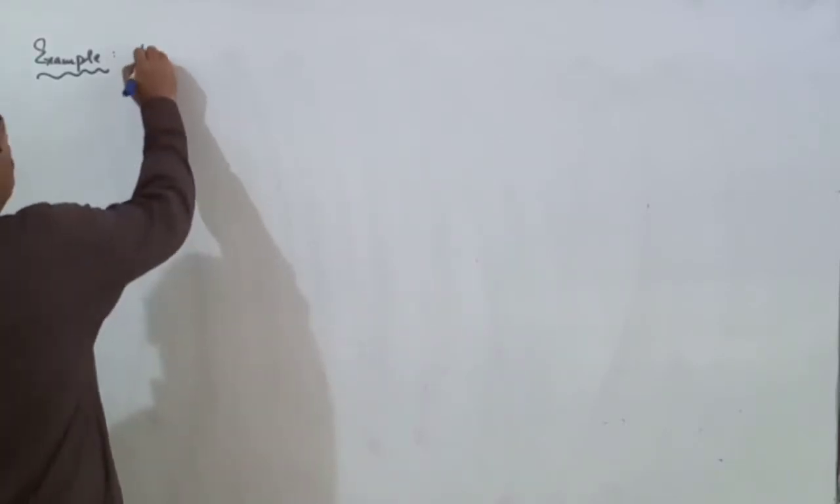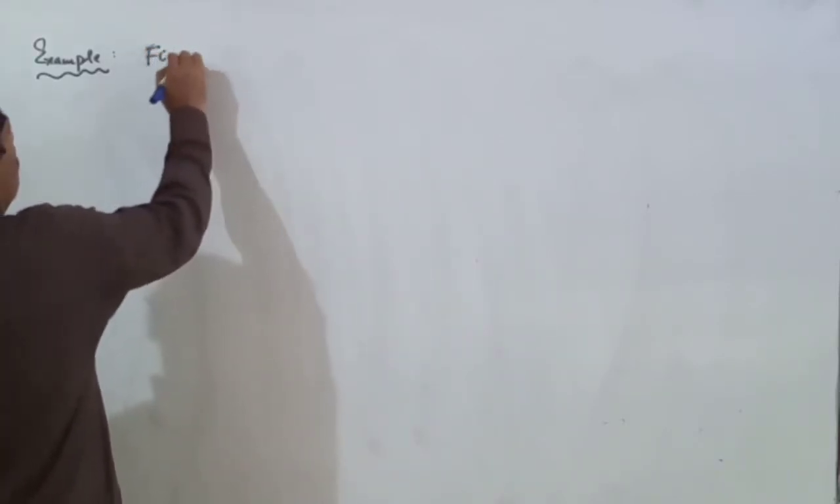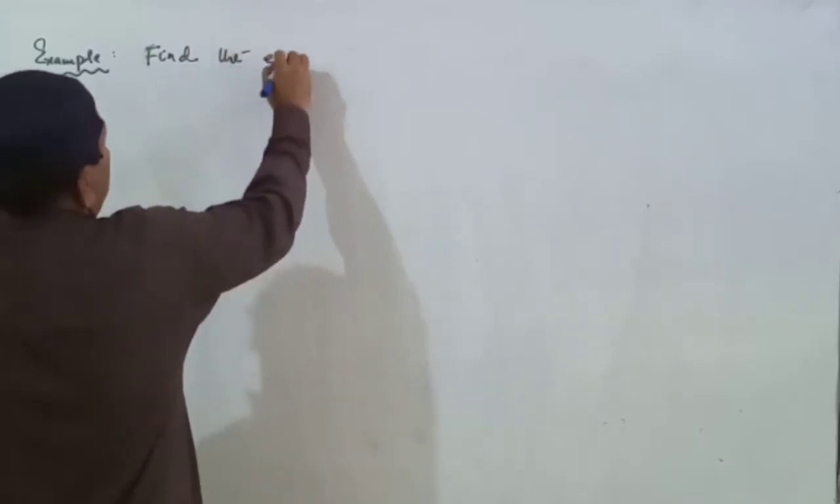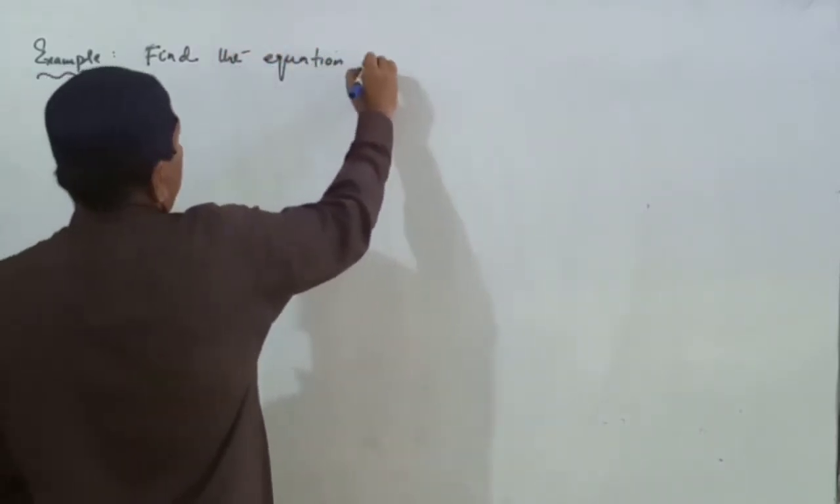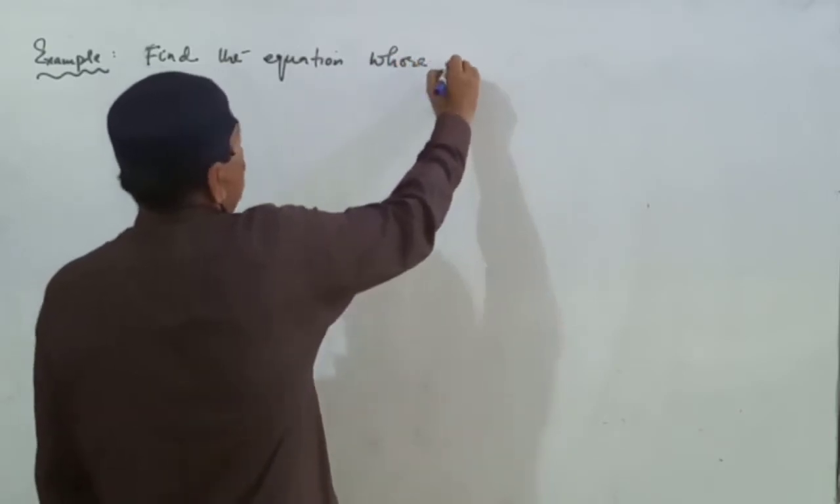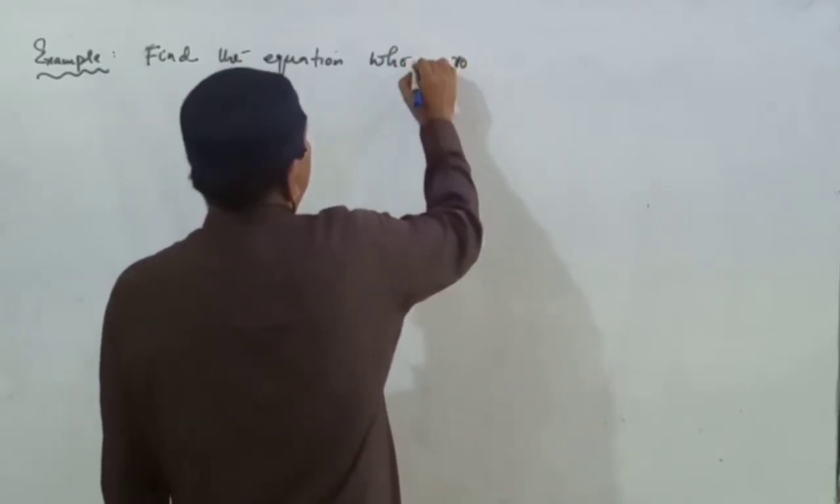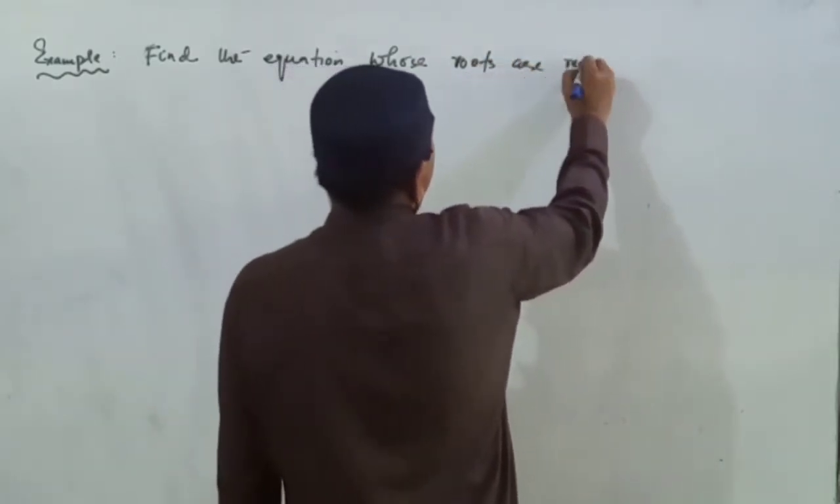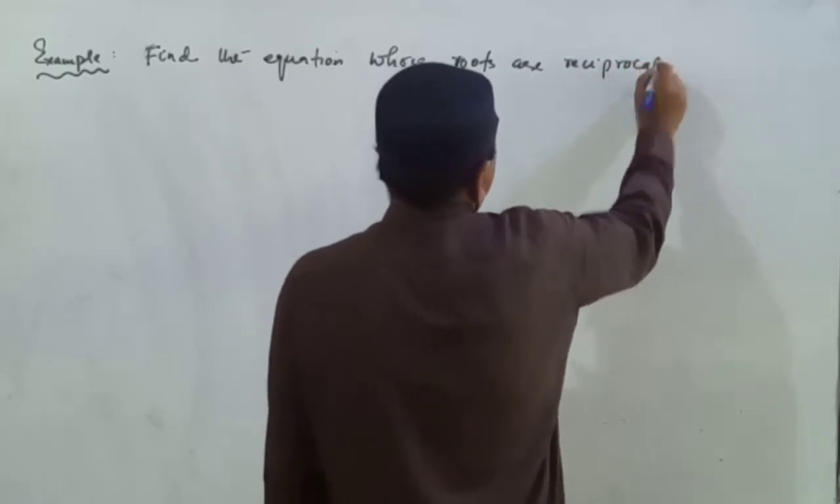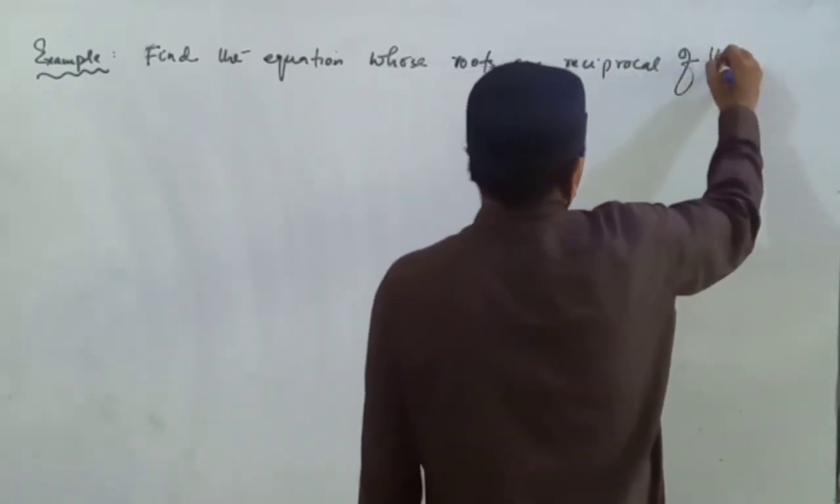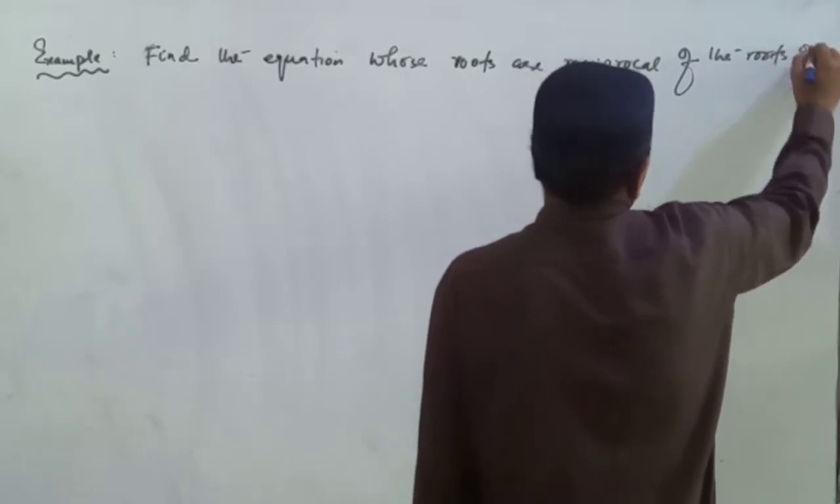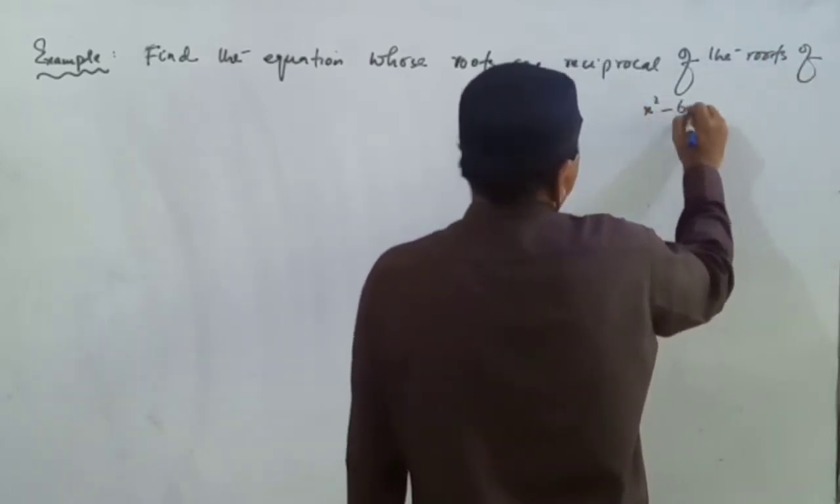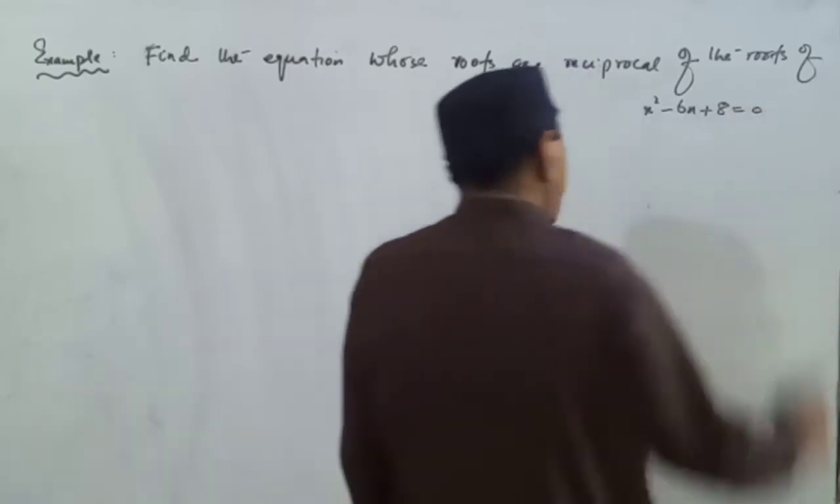Find the equation whose roots are reciprocal of the roots of x square minus 6x plus 8 is equal to 0. Solution.